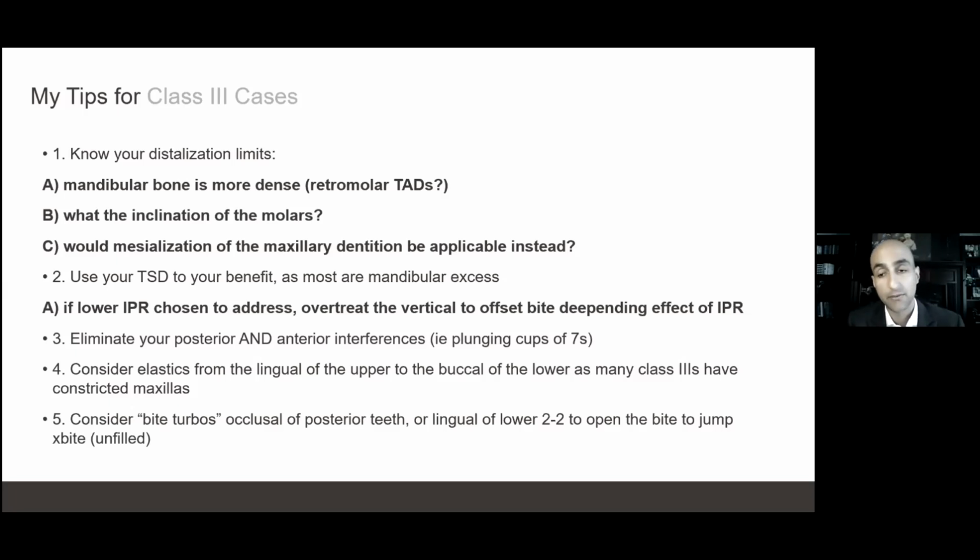I haven't really talked about this, I guess. Consider elastics from the lingual of the upper to the buccal of the lower. A lot of class 3s have narrow maxillas, and a lot of class 3 malocclusions have low tongue posture. So if you're developing the upper arch form, that helps that to occur. You can do a crossbite class 3, for example, and also consider the bite turbos on the lingual of the lower, as I mentioned, to help prop the bite open.